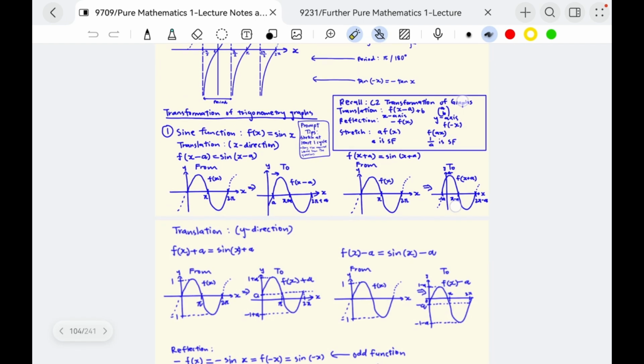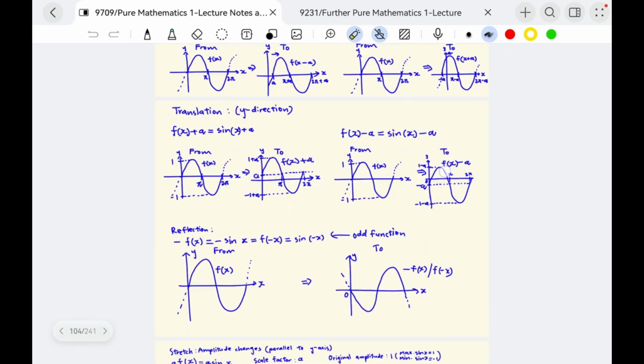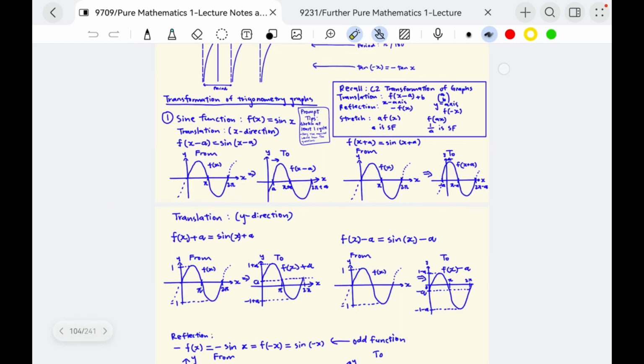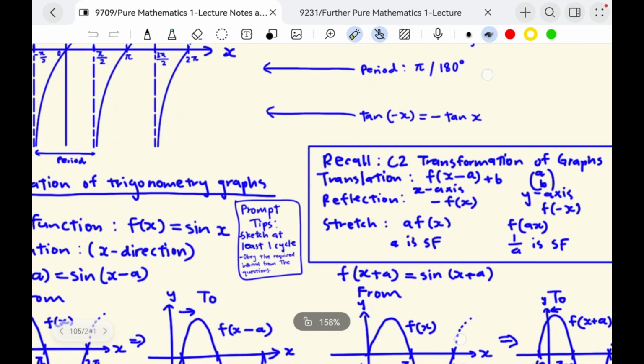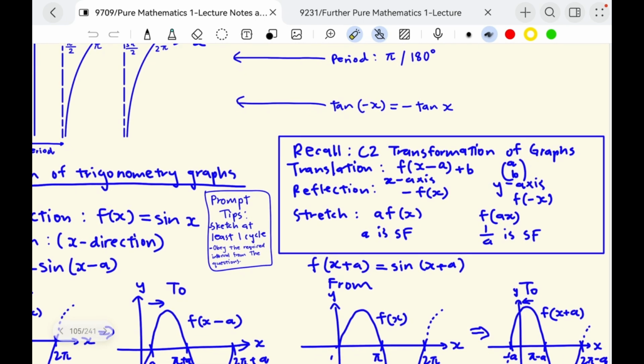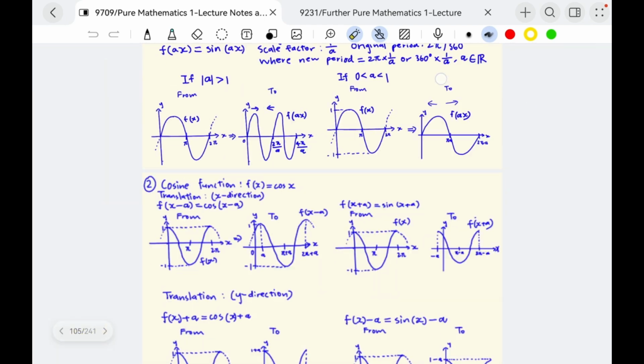Okay. So for the transformation of graphs, I don't think I need to explain much. These below are just for visualization for your understanding. Okay. So anyway, trigo functions are considered as functions which are applicable to the transformations of graphs that you have learned from chapter 2. Okay, which only consist of translation, reflection, and stretch in the AS syllabus.